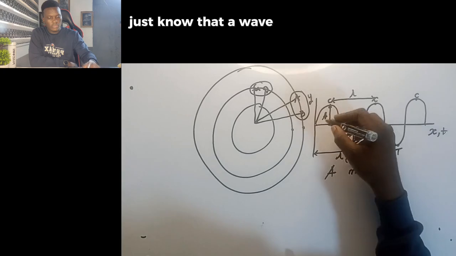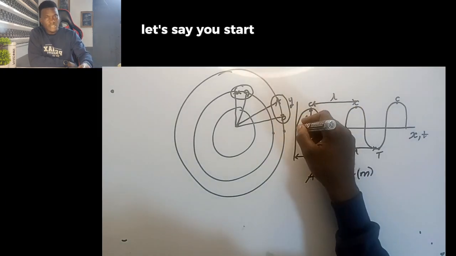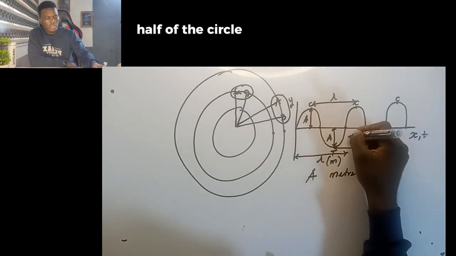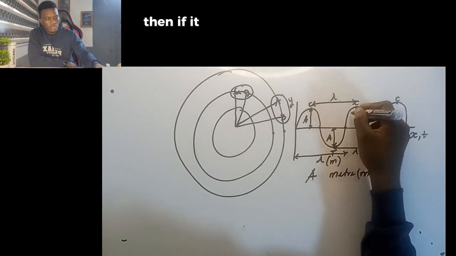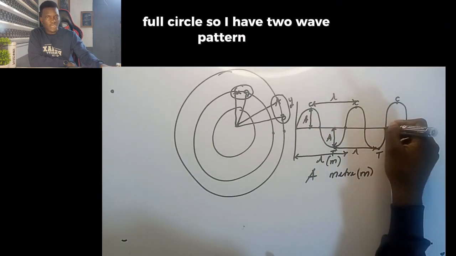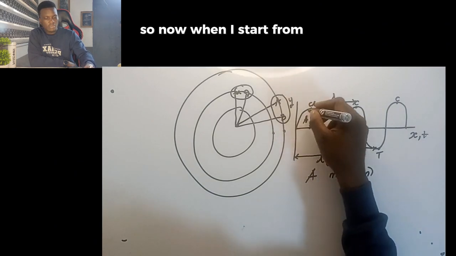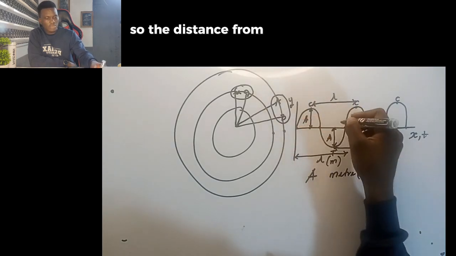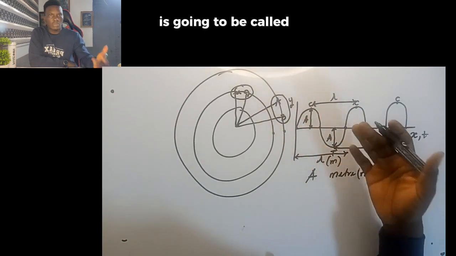Just know that a wave, if you start your wave, let's say you start it from here, then the wave moves once, half of a circle, then full circle. Then if it goes again, half of a circle, full circle. So I have two wave patterns there. Now when I start from here and I move from here to here, where I'm starting the second one, the distance from here to here is going to be called my wavelength.